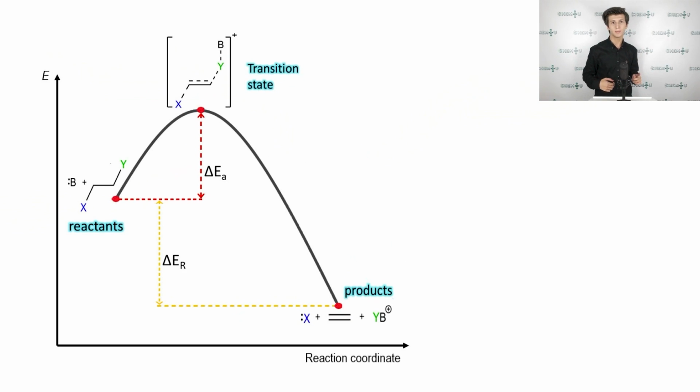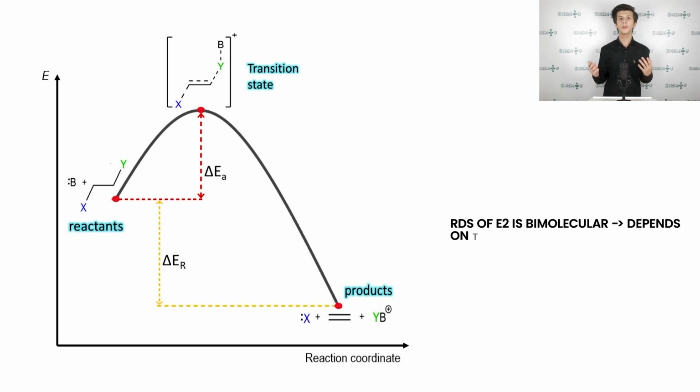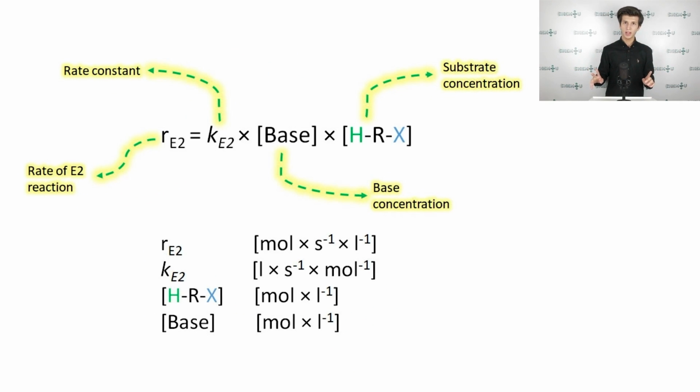For the E2 mechanism, the rate-determining step is represented by dissociation of the CX bond and simultaneous abstraction of the proton by a base. In other words, two compounds, namely base and substrate, are involved in a single reaction step. It means that the rate-determining step is bimolecular. So, the reaction rate depends in this case on the concentration of the initial substrate and on the concentration of the base. The rate law of the E2 mechanism you can see on the slide, of course with corresponding units.